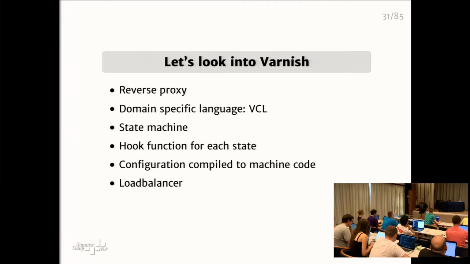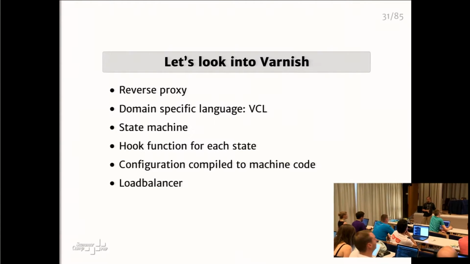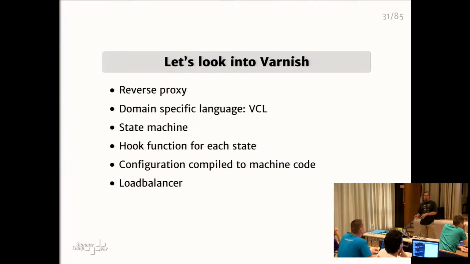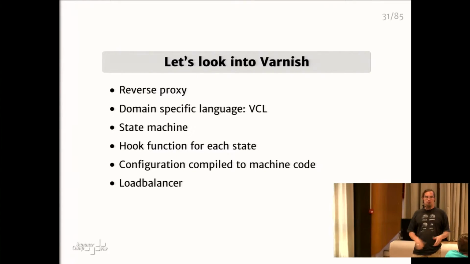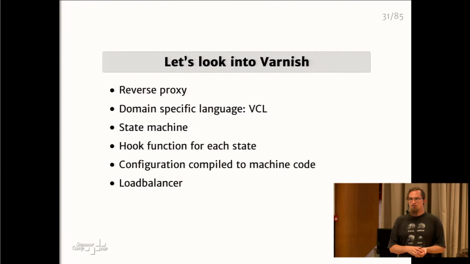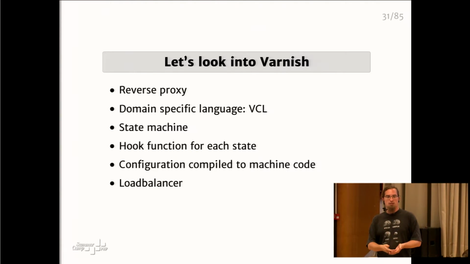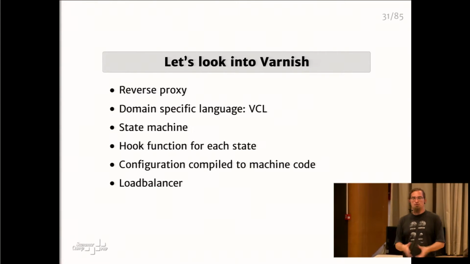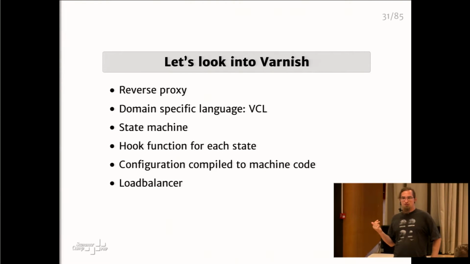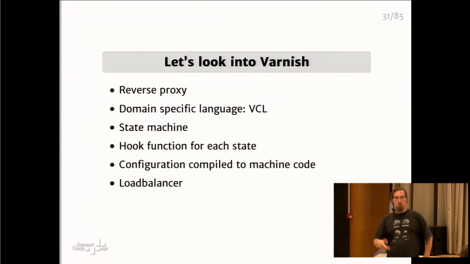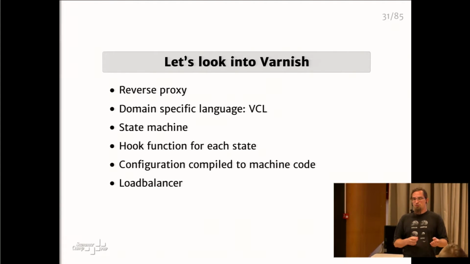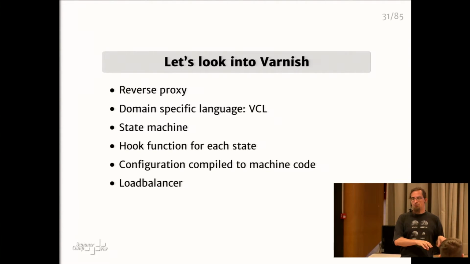So the Varnish proxy, as we said, is a reverse proxy sitting in front of your web server. It is configured with a domain-specific language called VCL. So it's not so much a configuration file, but more like a programming language that's very specific to configuring a caching server. The way it works is as a state machine. That's important when you start to customize it: you want to understand how it goes from one state to the other while processing a request.